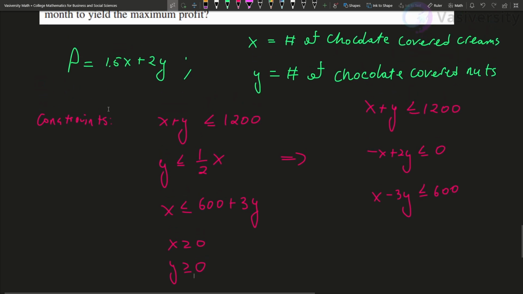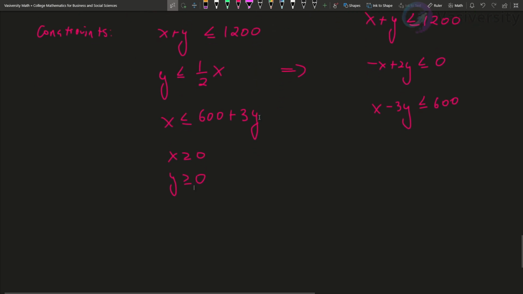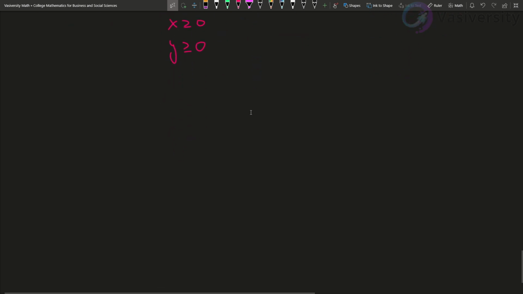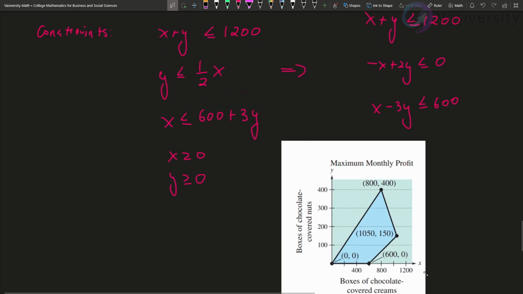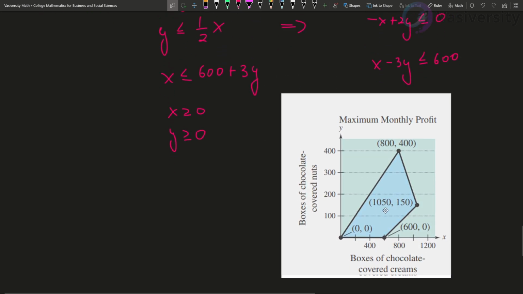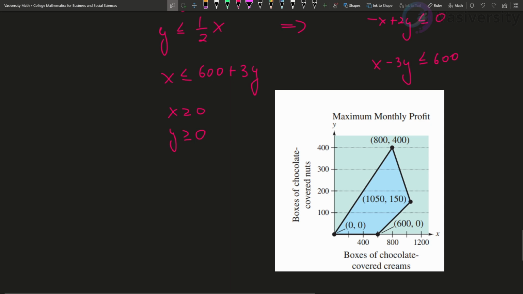So these are our constraints and this is our problem, right? So pause the video to try to graph it and see what the region is going to be. Okay, so after you graph it, you should be able to end up with the following graph. So let's take a look at it. So here it is. Here is our graph. It includes the maximum monthly profit, the boxes of chocolate covered nuts versus the boxes of chocolate covered creams.